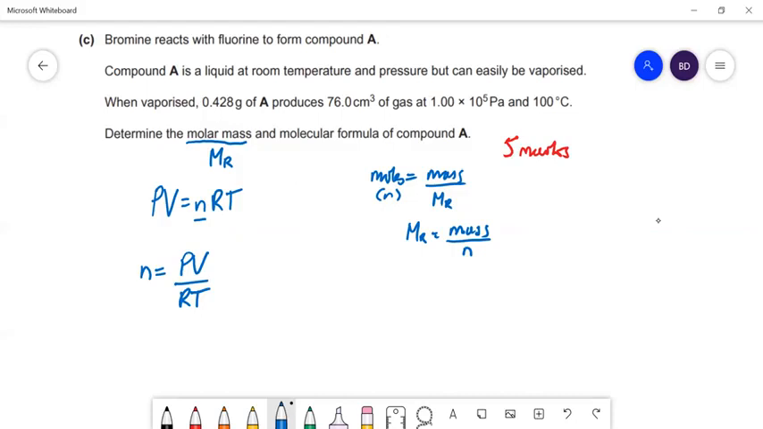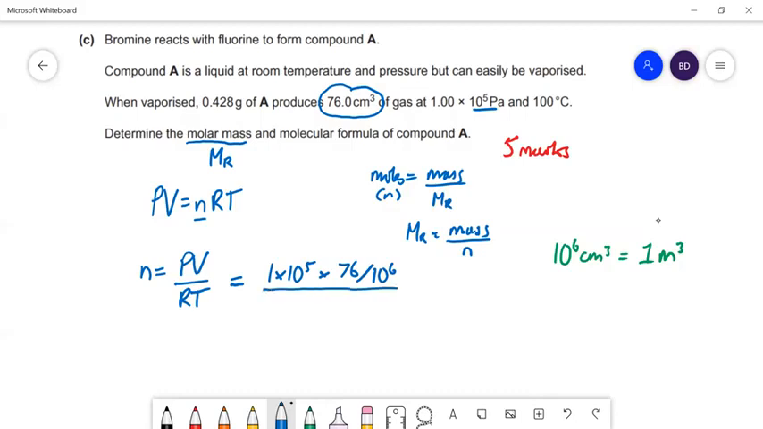Now, when you use the ideal gas equation, you've got to be really careful about units. Pressure is measured in pascals, so there's no problem there because they're giving it in pascals. So you've got 1 times 10 to the 5. The volume, you have to be really careful. We've got 76 centimeters cubed, but that's got to be measured in meters cubed. There are 1,000,000 centimeters cubed in a meter cubed. Usually we measure volume in dm cubed or centimeters cubed. So that's going to be 76 divided by 1,000,000, by 10 to the 6.